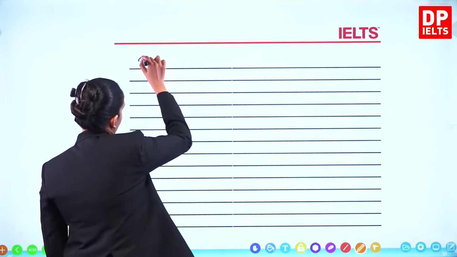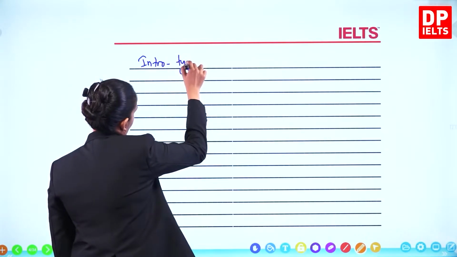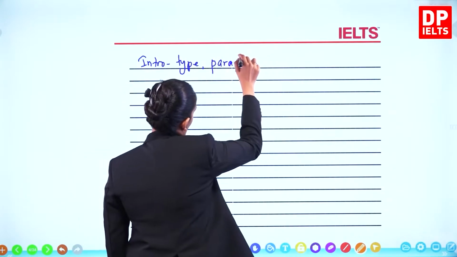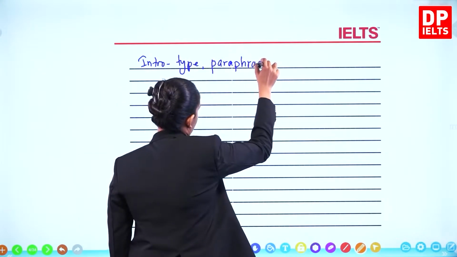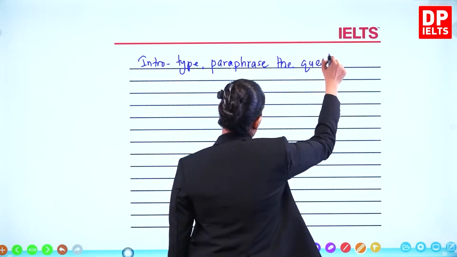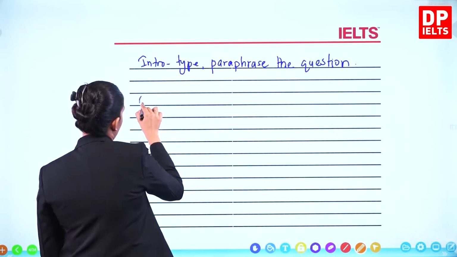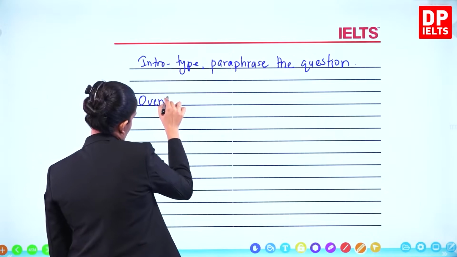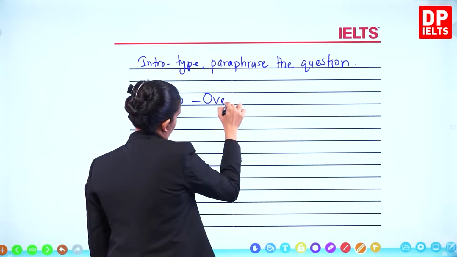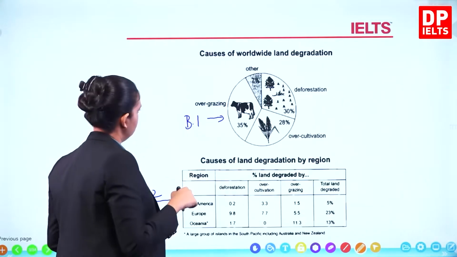So first you will write the intro. In the intro, you will write the type, and you will then paraphrase the question. Next, you will write the overview. Remember, you always start with the word overall, and you write what you can see.